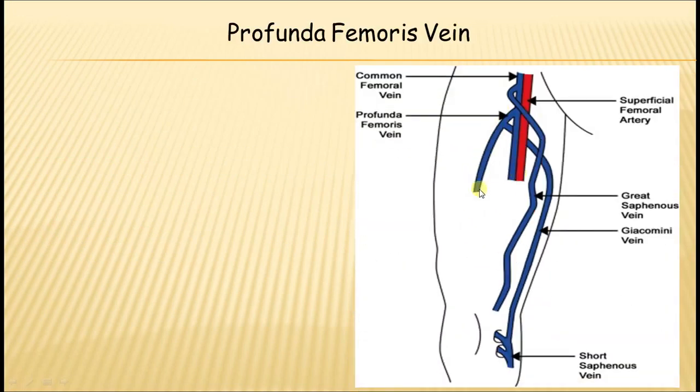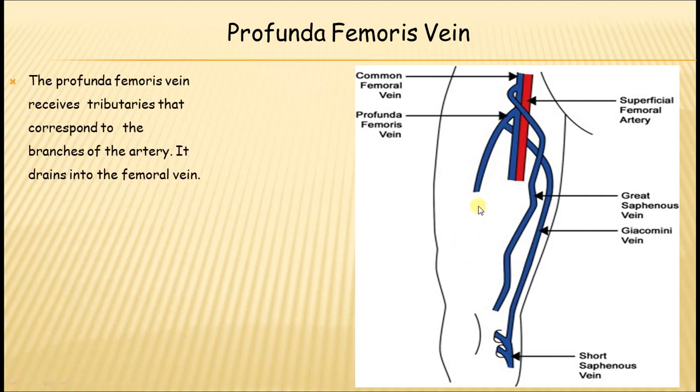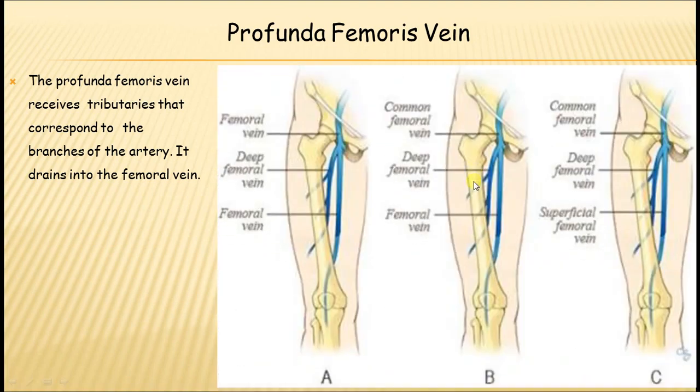So the profunda femoris vein follows or accompanies the course of the profunda femoris artery, and finally it is going to end in the femoral vein. So actually it is a branch or a part of the deep vein. These are the various types of the profunda femoris vein which you are able to see here. Mainly it will end in the femoral vein, or it will join the femoral vein to form the common femoral vein, or sometimes the femoral vein will form a superficial femoral vein. This forms a deep femoral vein, and finally they will end as the common femoral vein, draining into the external iliac vein.